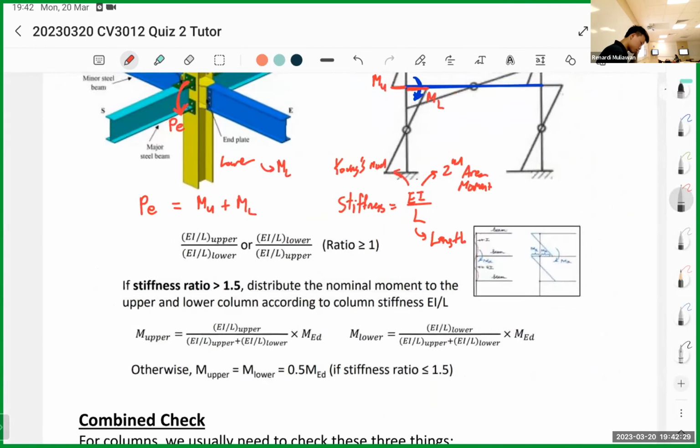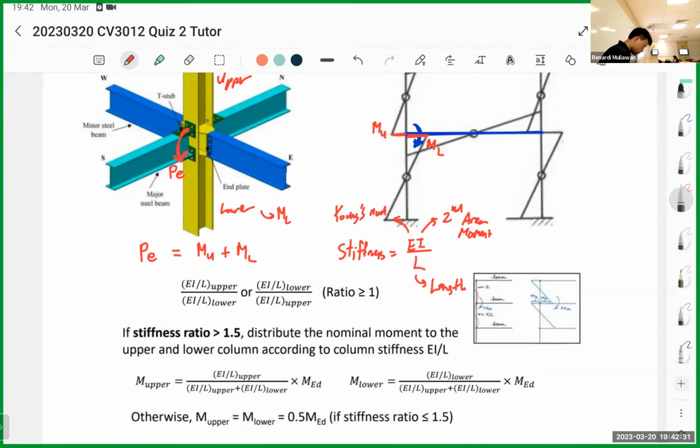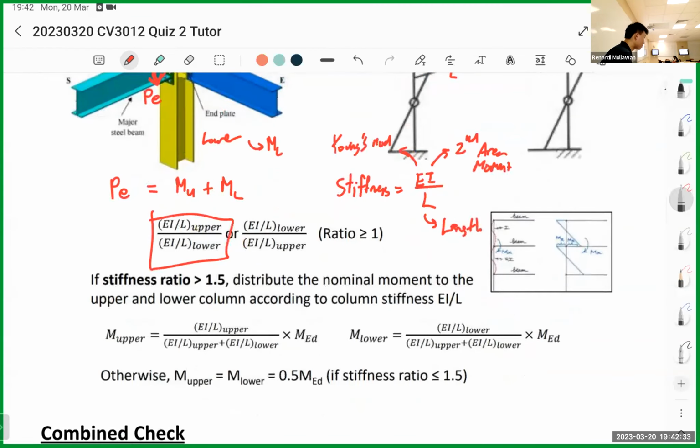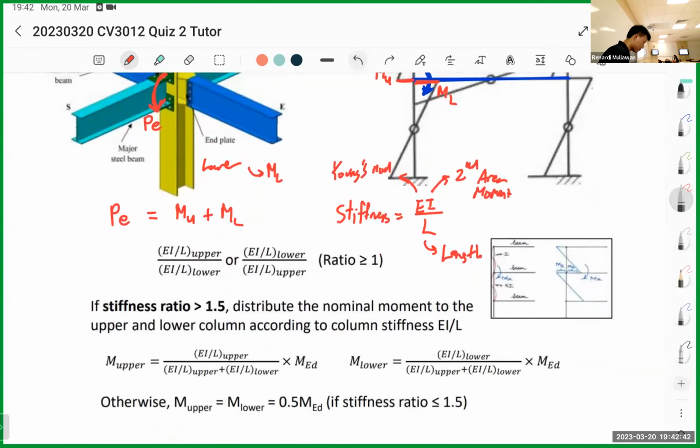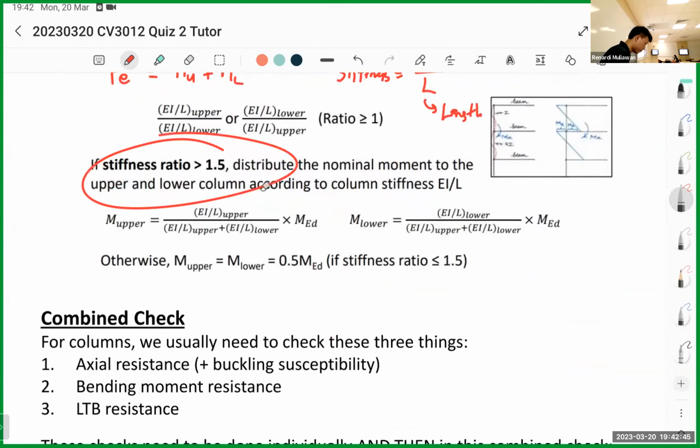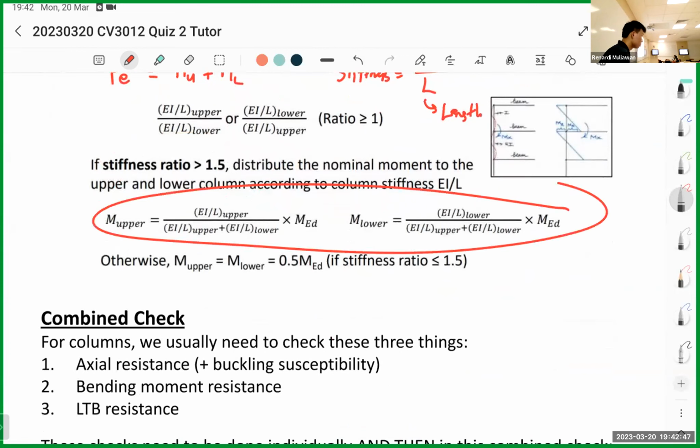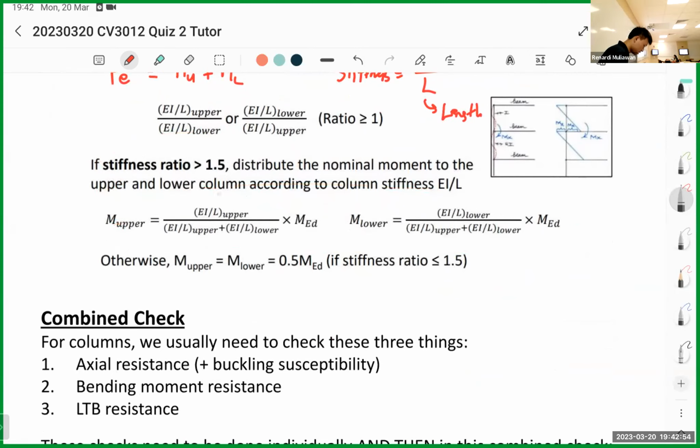So you take the ratio between the upper and lower stiffness, or lower divided by upper, as long as the ratio is more than 1. Then you check if the stiffness ratio is bigger than 1.5. If so, you need to take account of the ratio of the stiffness. The moment in the upper column is the stiffness of the upper column divided by the total stiffness. So it's just a simple ratio.